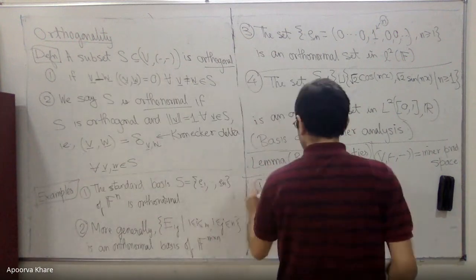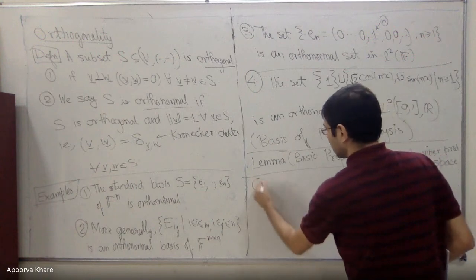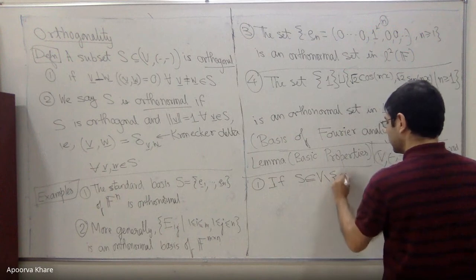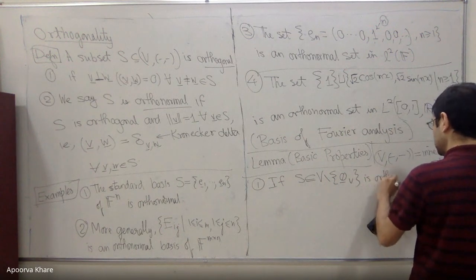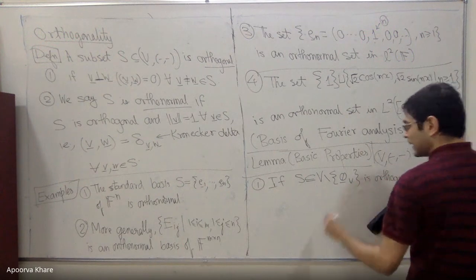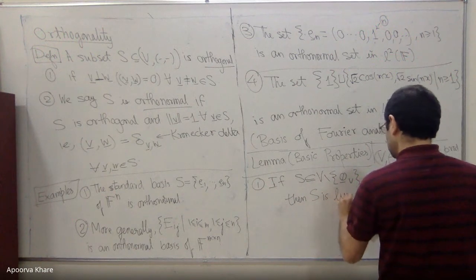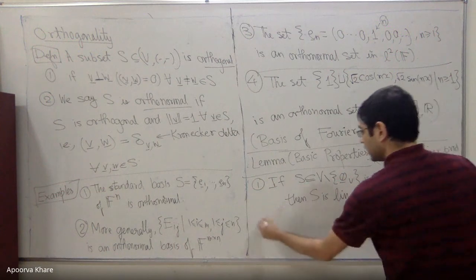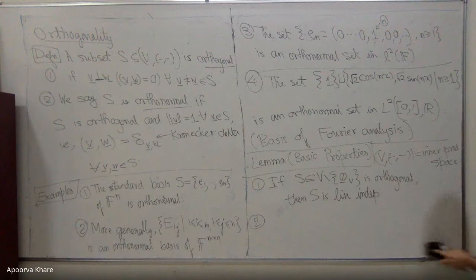Okay, one. If S contained in V minus the origin is orthogonal, then S is linearly independent. Second is what?